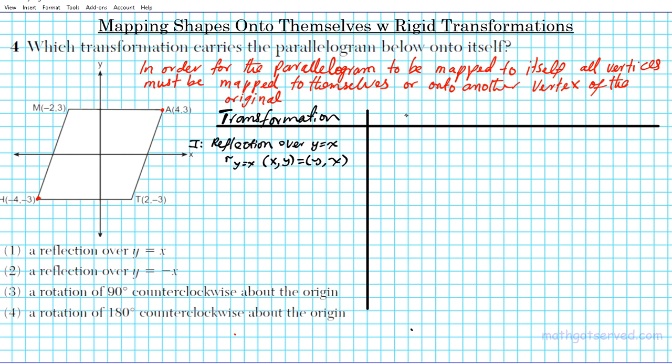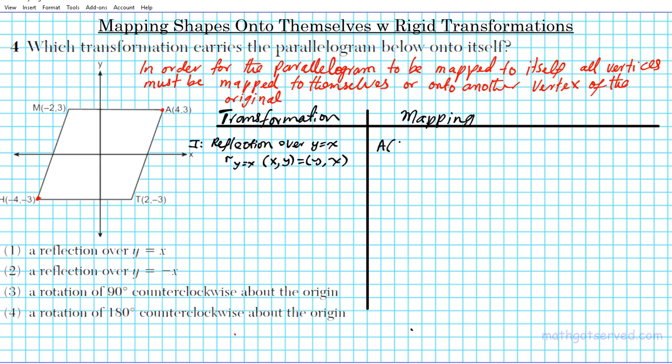Okay, so what we're going to do is apply that formula to the mapping of the coordinates. We're going to pick the points one by one and apply the transformation. If we get that point or any other point on the parallelogram, that's a pass. If we end up with a point that's not on any of these vertices, then that point is a fail. So let's start with point A.